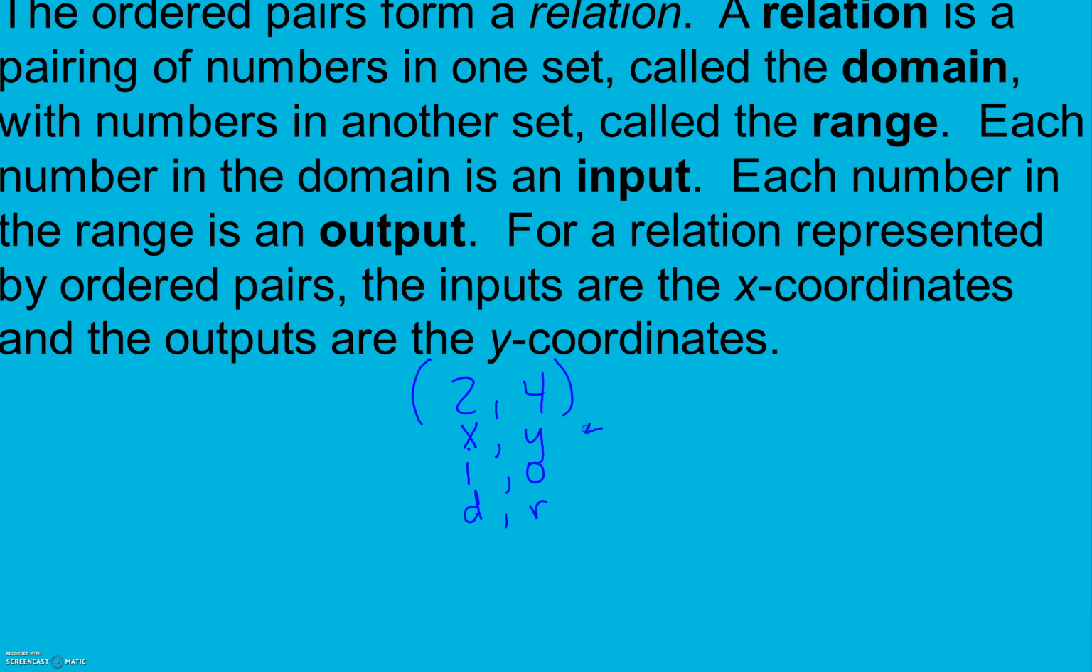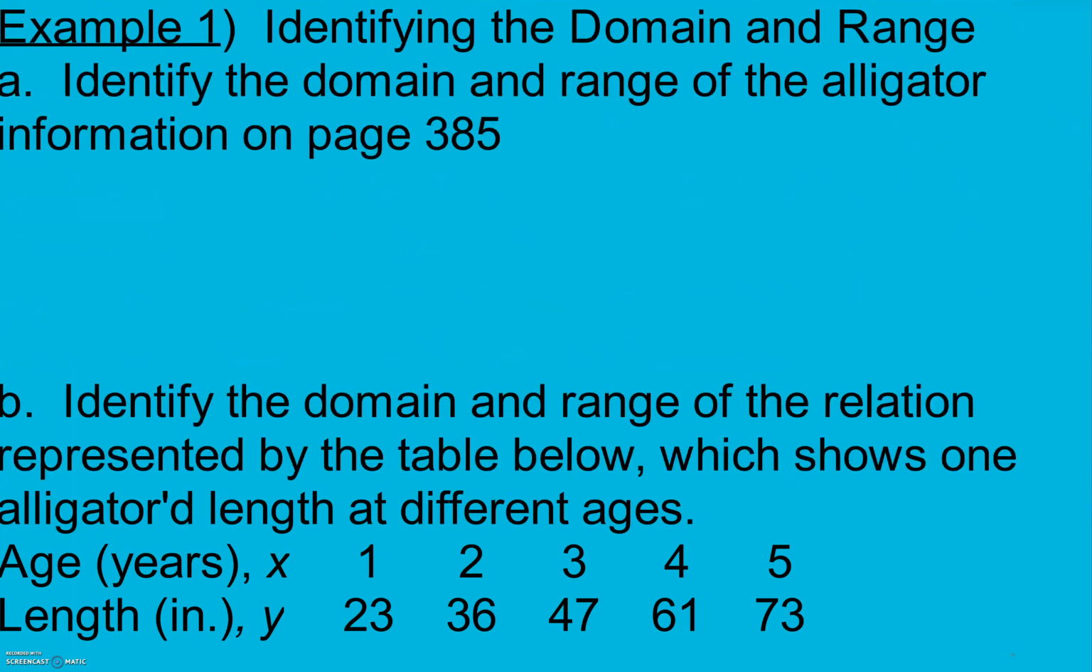So x and y are alphabetical, but so are input, output, and domain and range. So that's one way to help remember which part is which in our ordered pair. In example 1, we are going to identify the domain and range of the alligator information on page 385. I'm going to do domain in red and range in white.